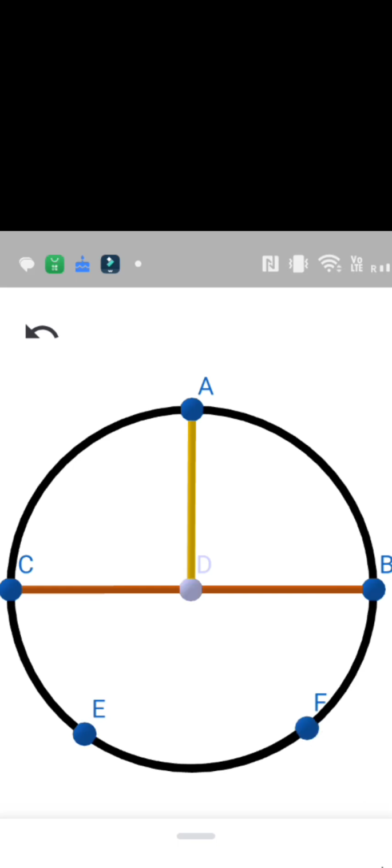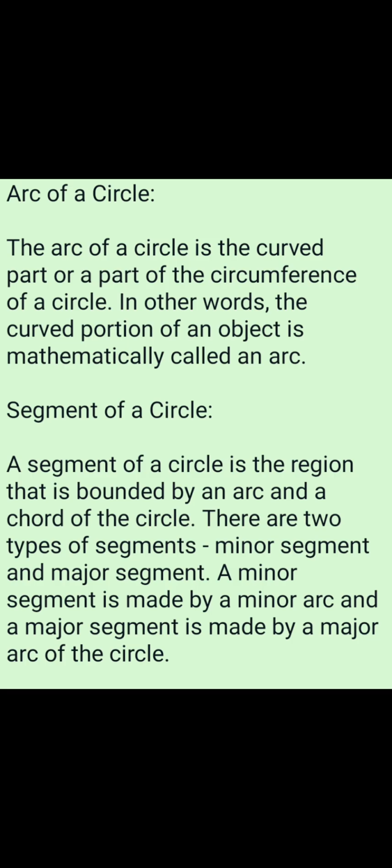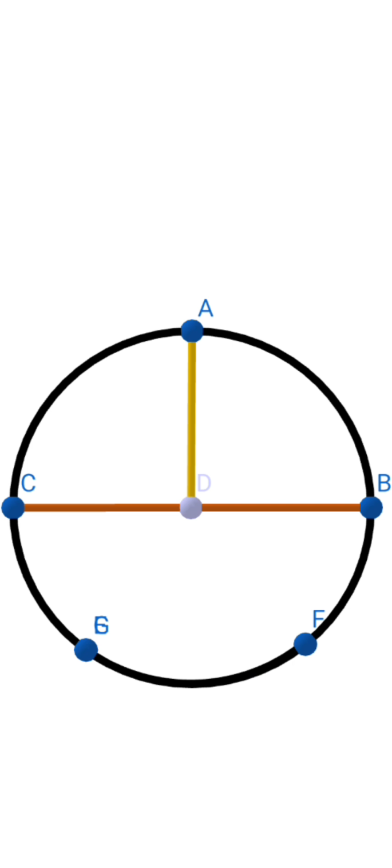Now if we take any 2 points on the circumference of the circle, so that particular part of the circumference is the arc of the circle. As you can see here, EF is the arc of the circle. So if we take any part of the circumference on the circle, that part would be called an arc of the circle. In circle, whenever we draw any line, then according to the position of the line, it has different meaning.